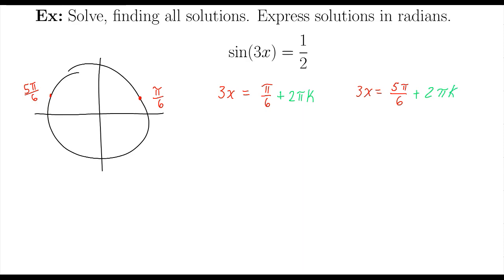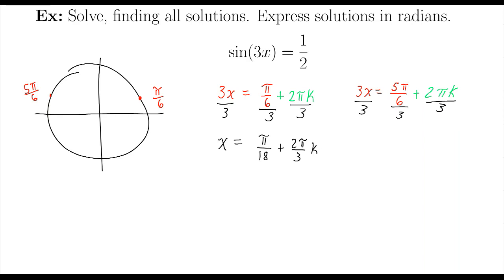Okay, now let's actually solve for x. So I'm going to divide everything by 3 to get x by itself. Same thing on this one. Okay, so now x equals pi over 6 divided by 3. Right, just multiply that 6 times the 3. That's pi over 18 plus 2 pi over 3.